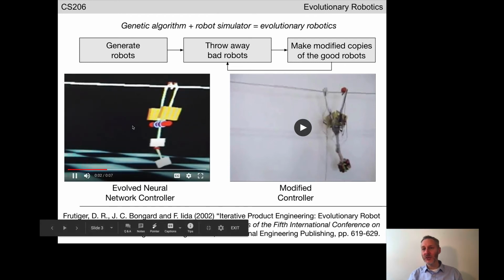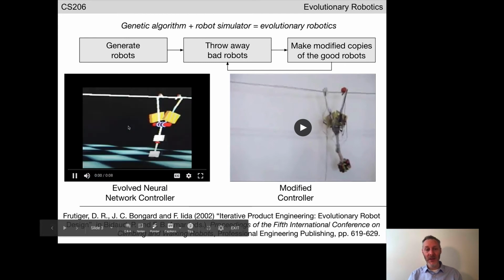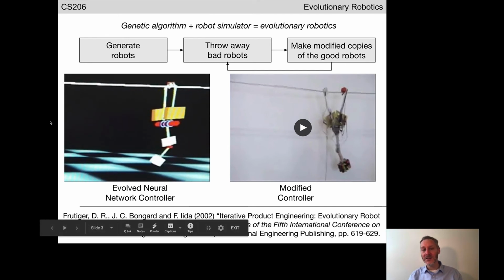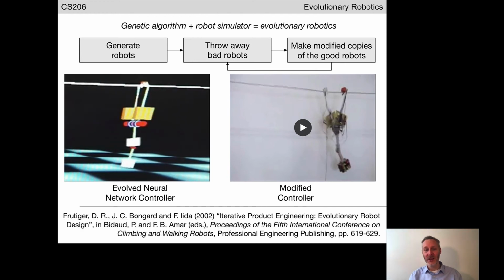Here is the best solution we got in simulation. As you can see from the date on this paper where we reported these results, this is an older experiment. But you can already see we're starting to get some brachiation. It's definitely not as good as gibbon brachiation, but it's pretty good.